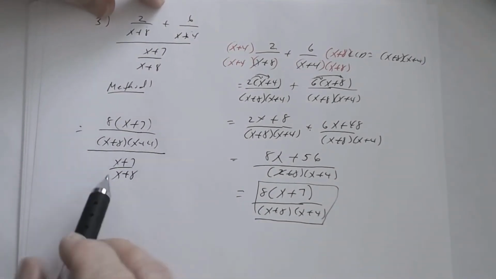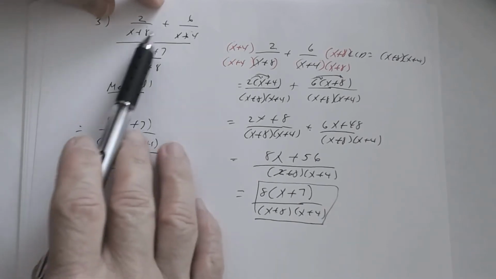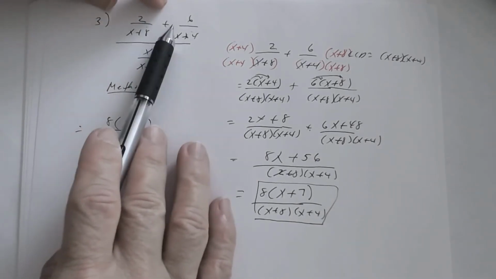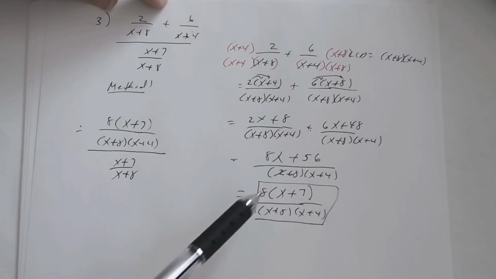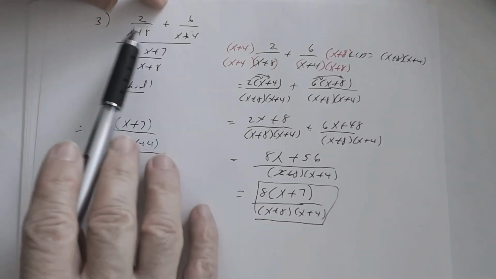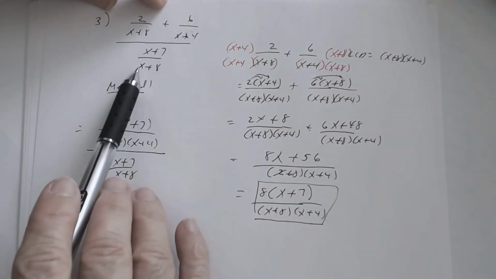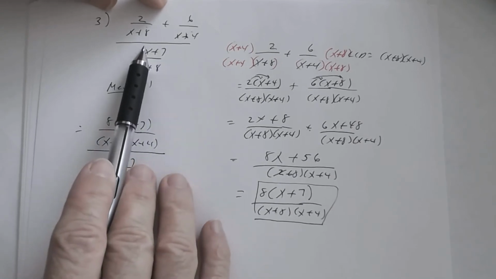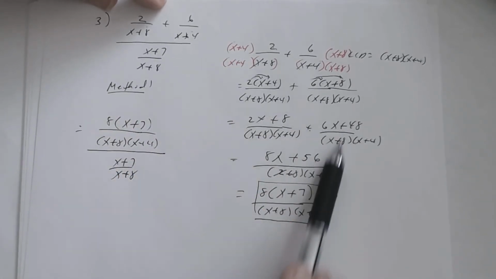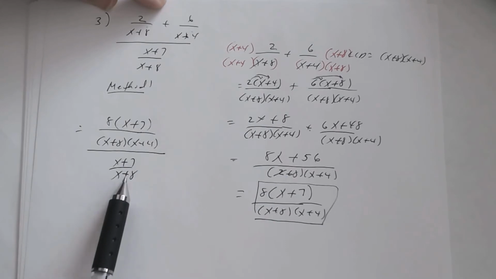Remember, the whole point of rewriting this here was to get that one fraction, because in using method 1, you have to write this as one fraction. This is already one fraction, so there's nothing to do in terms of this right here. So this is going to stay here.